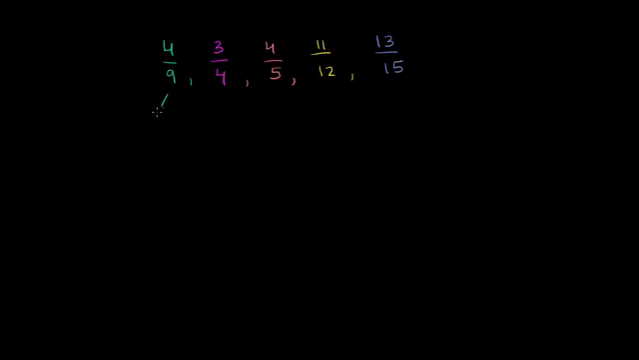So 9 is the same thing as 3 times 3. So our least common multiple is going to have at least one 3 times 3 in it. And then 4 is the same thing as 2 times 2. So we're going to also have to have a 2 times 2 in our prime factorization of our least common multiple. 5 is a prime number, so we're going to need to have a 5 in there. And then 12, I'm going to do that in yellow. 12 is the same thing as 2 times 6, which is the same thing as 2 times 3.